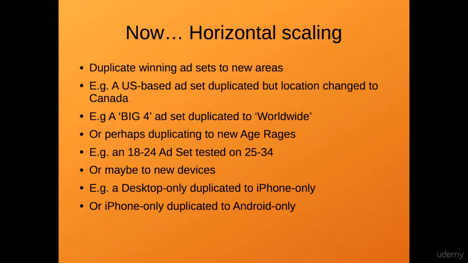Or maybe you try new devices. Maybe you're running a campaign that just has desktop only ad sets in and they're all profitable. So you could potentially duplicate all of these to iPhone only ad sets or even Android only ad sets. And as I said, you just keep the originals running, don't edit them, don't stop running them if they're profitable. Just duplicate them and change the settings in the duplicate.